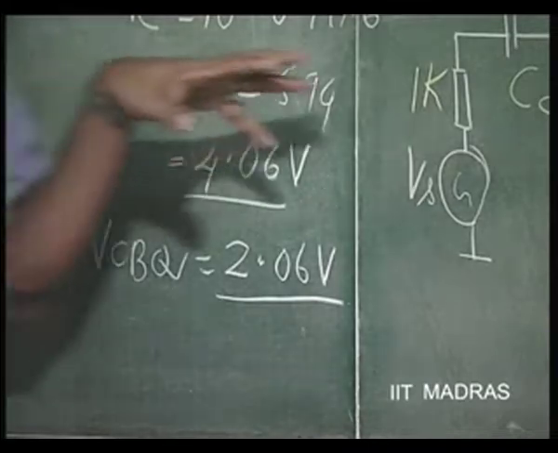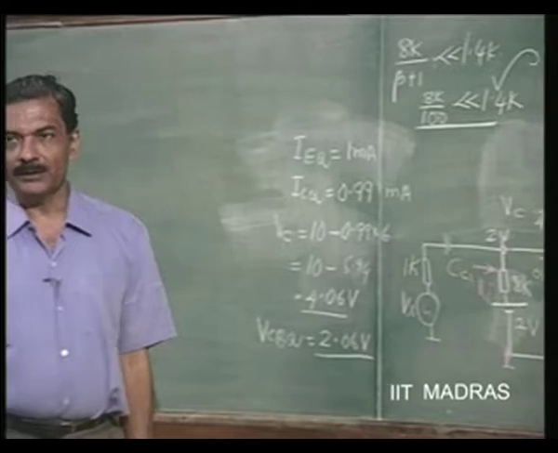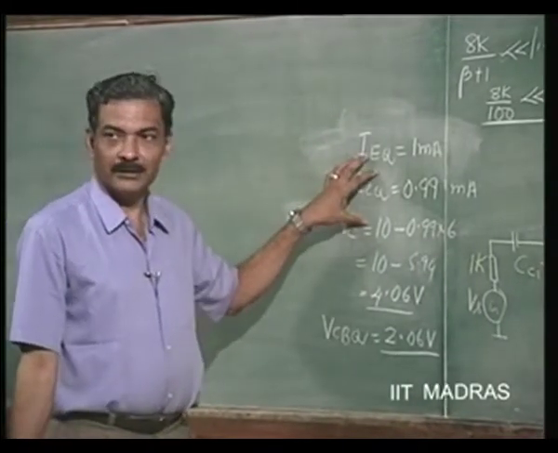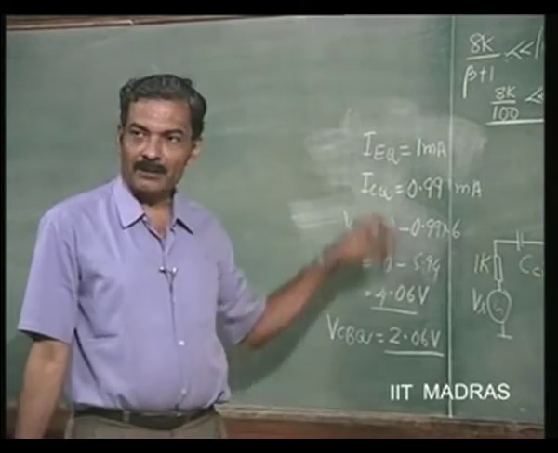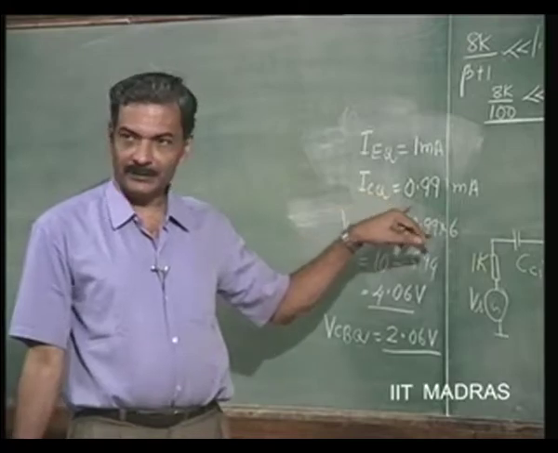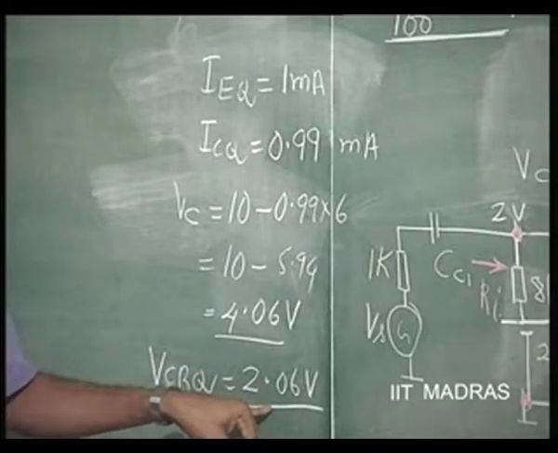So, we have fixed up the operating point, the Q point of the transistor. I told you, it is measured in terms of ICQ and VCBQ. That it is forward biased is illustrated by the value of ICQ. That it is reverse biased is illustrated by the value of VCBQ.